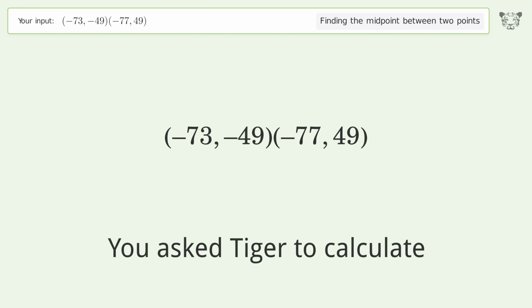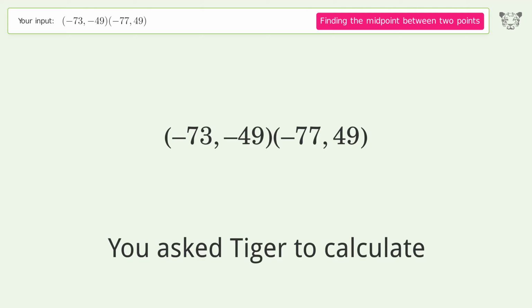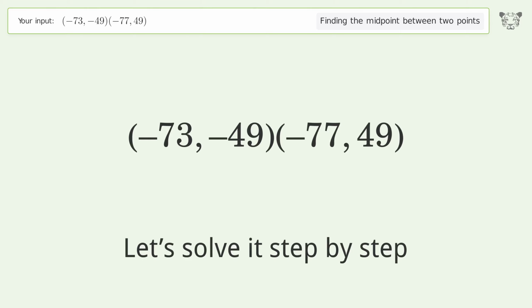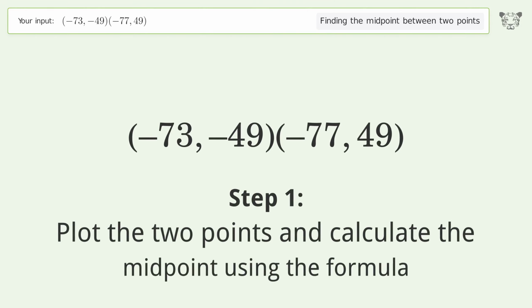You ask Tiger to calculate. This deals with finding the midpoint between 2 points. The midpoint between the 2 points is -75,0. Let's solve it step by step. Plot the 2 points and calculate the midpoint using the formula.